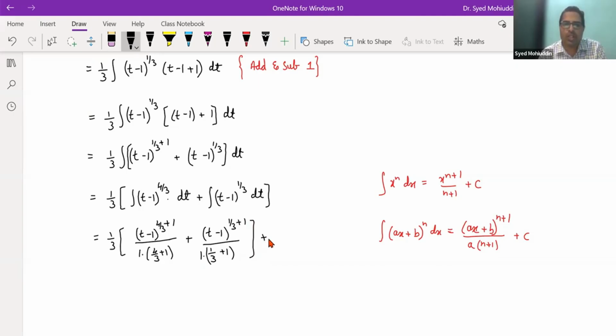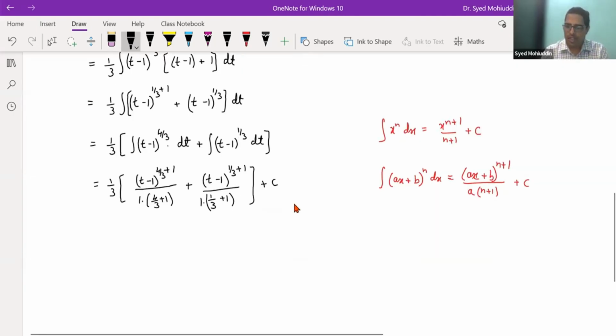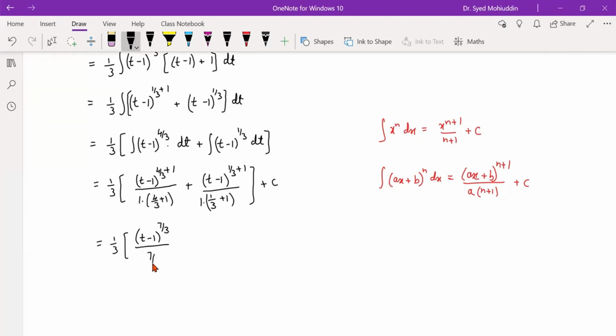Plus the constant of integration c. Or further, let us try to simplify this one. We will be getting the value as 1 by 3 into (t minus 1) whole power of 4 by 3 plus 1, which will be 7 by 3, right? Whole divided by again 7 by 3.